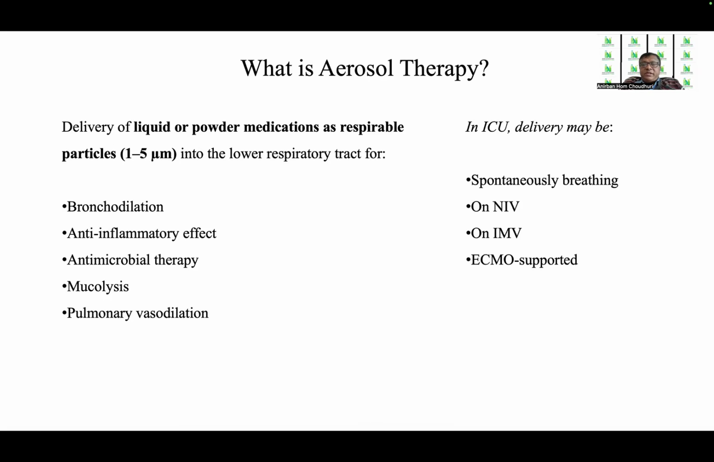In the ICU, this delivery may be possible in spontaneously breathing patients, in patients on NIV, in patients on invasive mechanical ventilation, as well as in patients who are on ECMO.